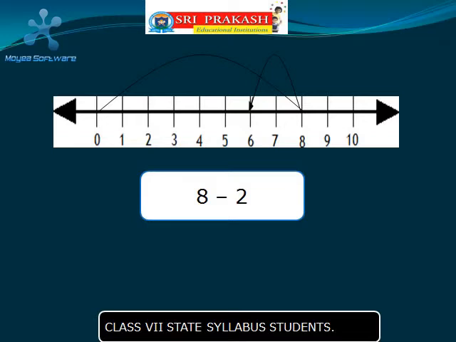We reach at 8. And second number is minus 2. Minus means we should move towards left hand side. By how many units? By 2 units. So let us move towards left hand side from 8 by 2 units. That means 7, 6. We reach at 6. That means the answer for 8 minus 2 is 6.